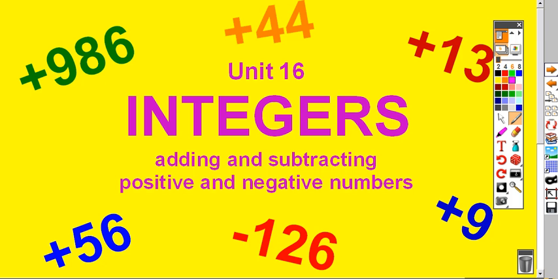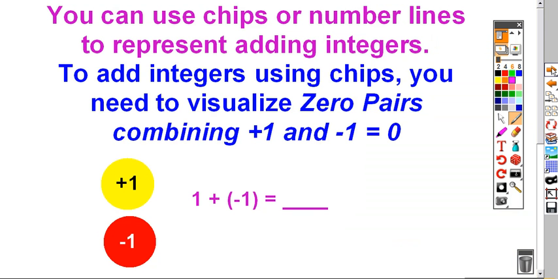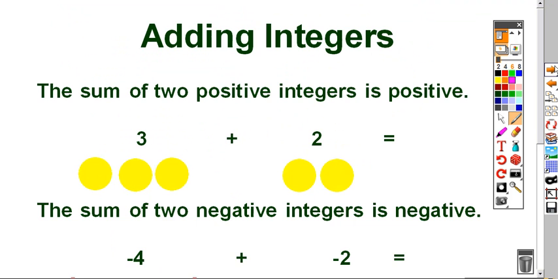Welcome to Unit 16, Integers, Adding and Subtracting Positive and Negative Numbers. You can use chips or number lines to represent adding integers. To add integers using chips, you need to visualize zero pairs. Combining a positive 1 and a negative 1 will give you 0. A positive 1 and a negative 1 will cancel each other out, giving you 0.